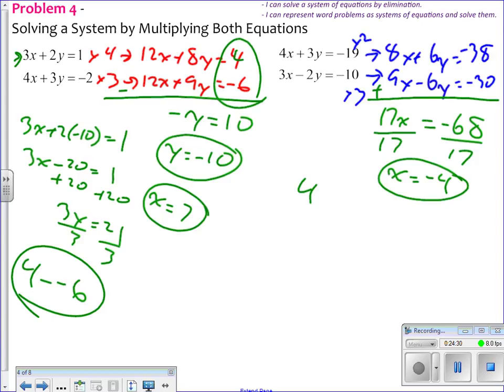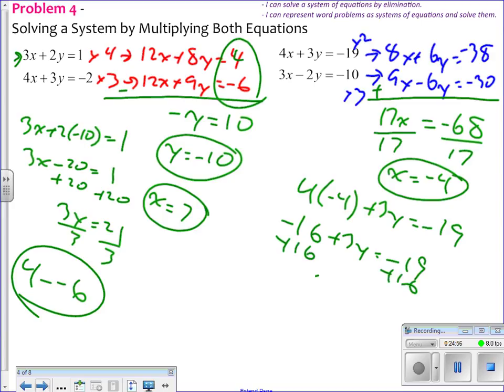Okay. So I take negative 4, I plug it into x. Put in negative 4 for x. I'm going to put it in the top equation. Plus 3y equals negative 19. Negative 16 plus 3y equals negative 19. Add 16. 3y equals negative 3. So y equals negative 1.